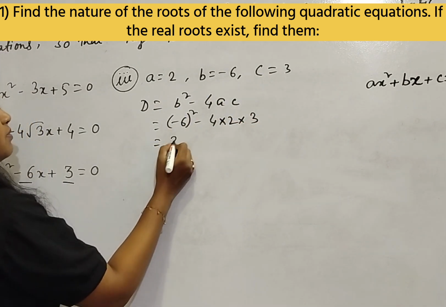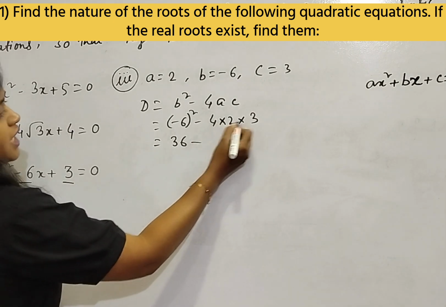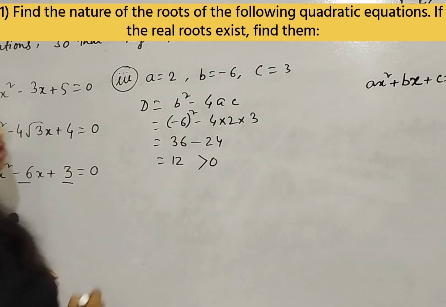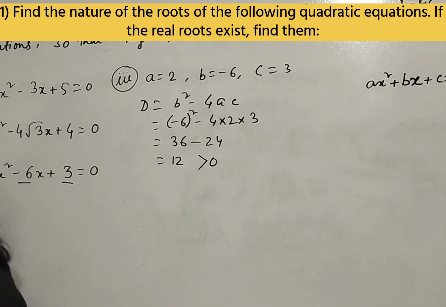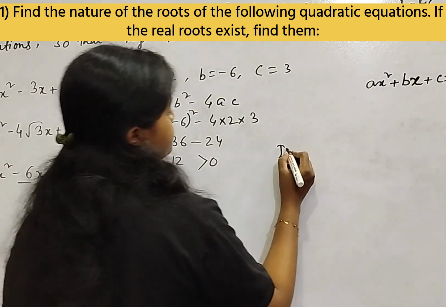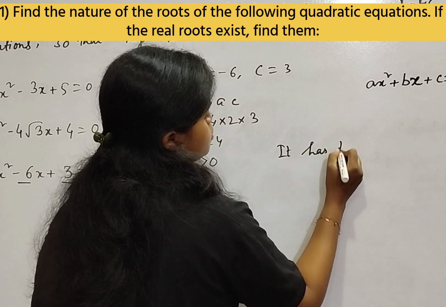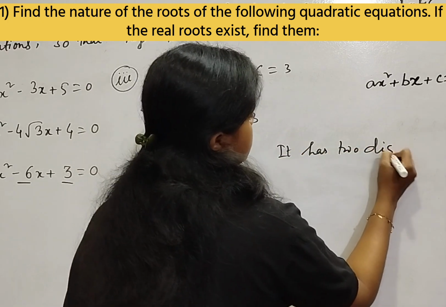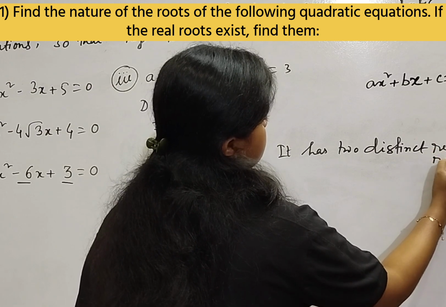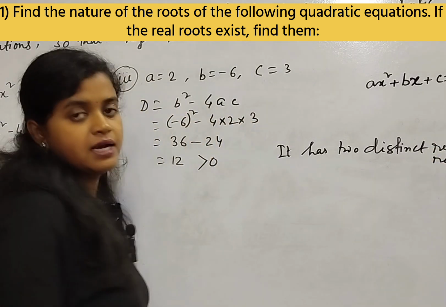So minus 6 square means 36, minus 4 times 2 is 8, 8 times 3 is 24. So we will get 12. So 12 is greater than 0, which means this quadratic equation has two distinct real roots. It has two distinct real roots. Am I clear?